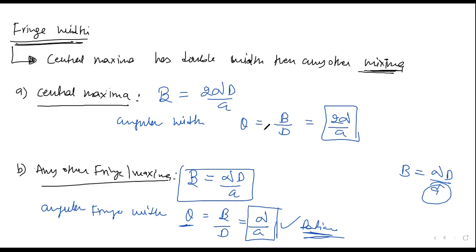So these are the three things you have to do here in case of single slit: position of nth dark and bright fringe, and the fringe width. In fringe width, again there is a difference. Central maxima has double the width of any other maxima. Now we'll do a simple comparison between interference and diffraction. Then we'll do numerical problems on diffraction.